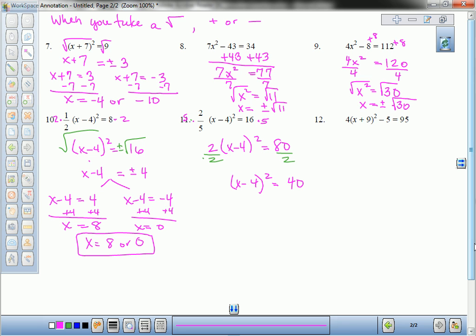Alright, so now we have to take the square root. But 40 is not a perfect square. So we have to think about my perfect squares. Well, 4 is. And 4 divides into 40 how many times? 4 and 10. So when we simplify this, we can't take the square root of 40, but we can take the square root of 4. So this becomes plus or minus 2 roots of 10. Because we can take the square root of 4. The square root of 4 is 2, but it leaves the 10 under the radical.